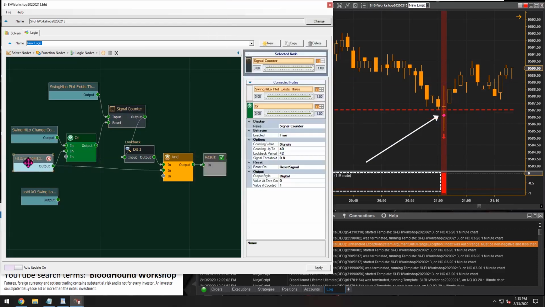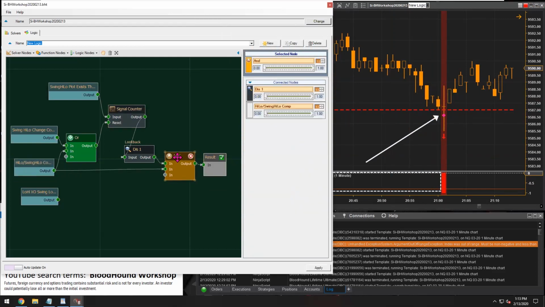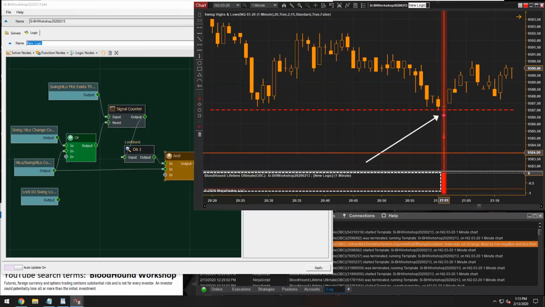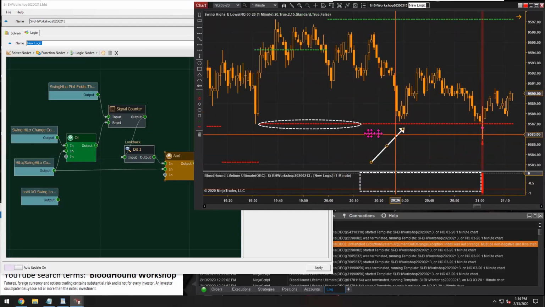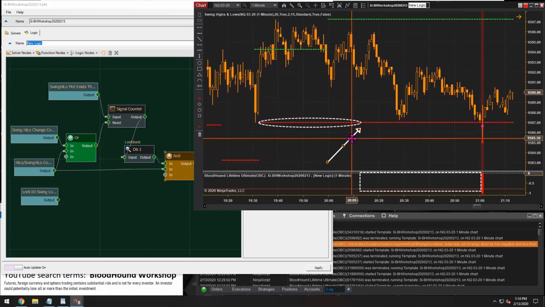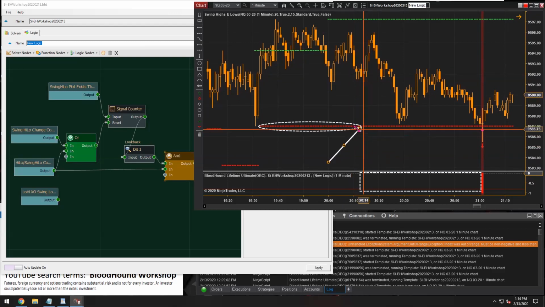And then I have this solver that identifies if price breaks it, and so I can combine them both into an AND node. Then I can get a signal that says, okay, price broke the swing high or swing low, but the swing high or swing low has been around for at least 40 bars. So here we go. We know our swing low has been around for at least 40 bars, and then we get a break after that 40th bar has gone by.